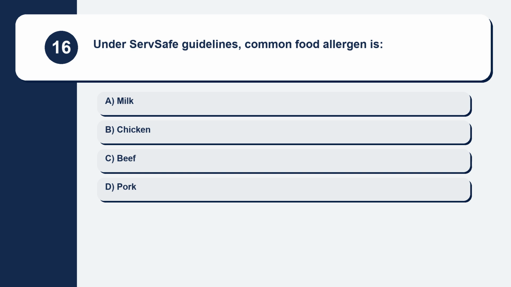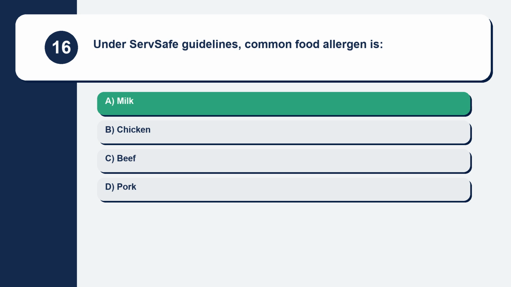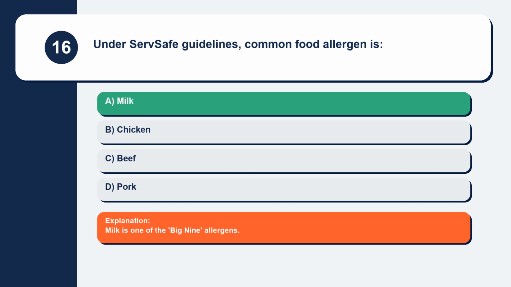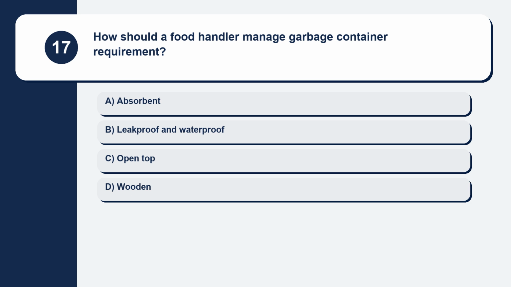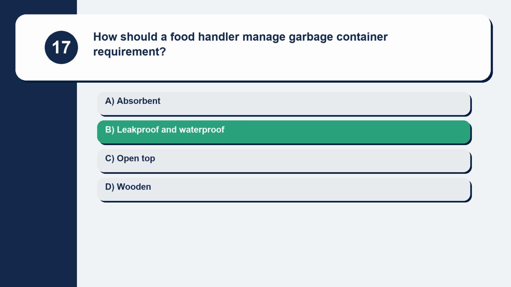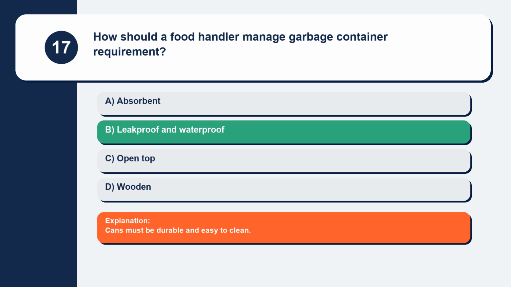Question 16. Under ServSafe guidelines, a common food allergen is: milk, chicken, beef, pork. Milk is one of the big 9 allergens. Question 17. How should a food handler manage garbage container requirements? Absorbent, leak-proof and waterproof, open top, wooden. Cans must be durable and easy to clean.